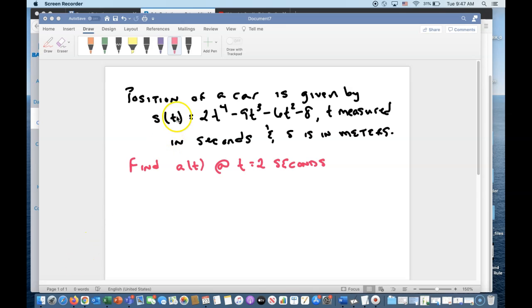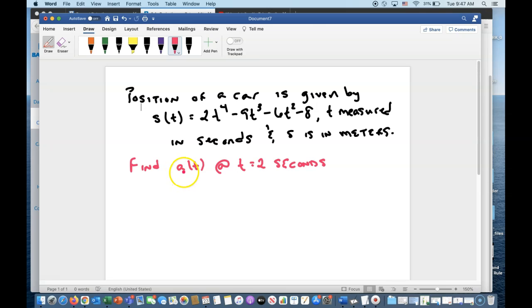Hey guys, so here's a problem that you might see in Newton this week when you're working through section 3.4. This particular problem asks us to find the acceleration. So I've given you a of t, find the acceleration at t equal 2 seconds. So let's take a look at what the original problem says here.